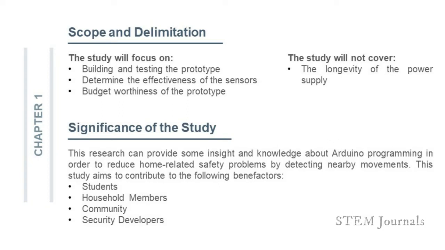Next is the community. If all the community members have this prototype, of course there will be a change in burglary and crime-related activities. So that is some benefit for the community.